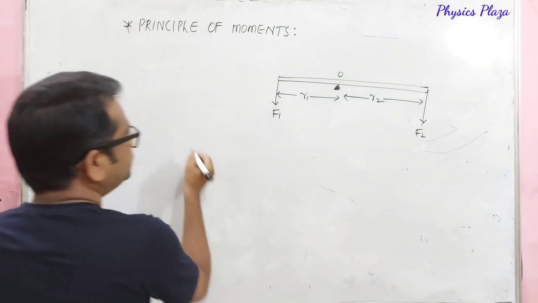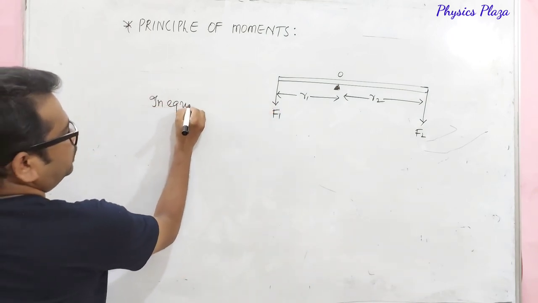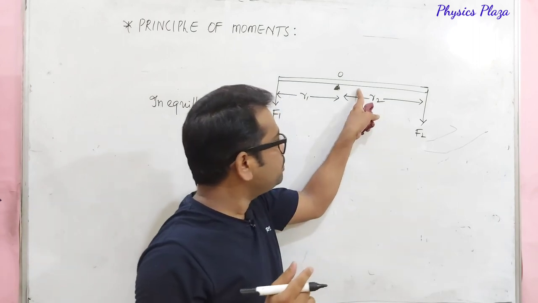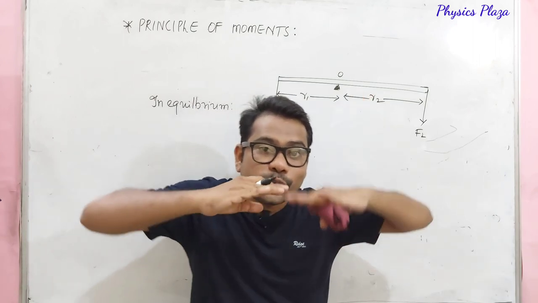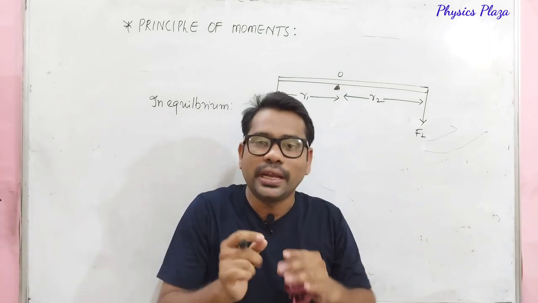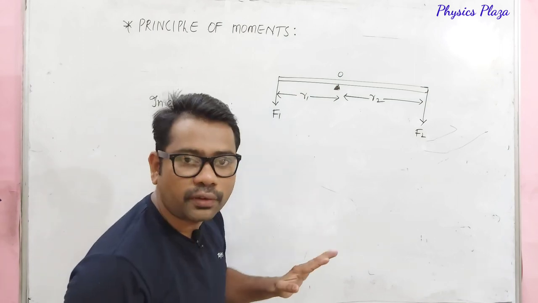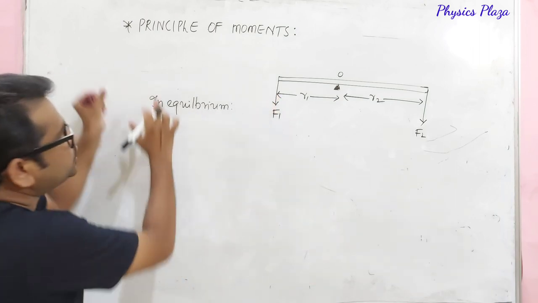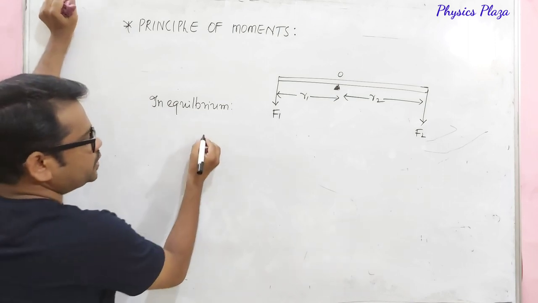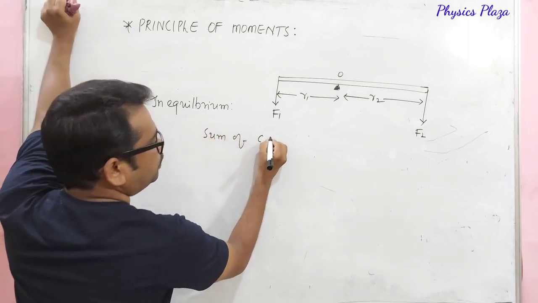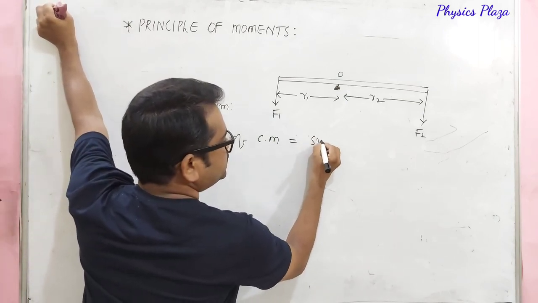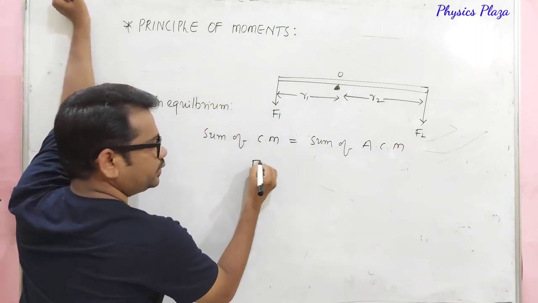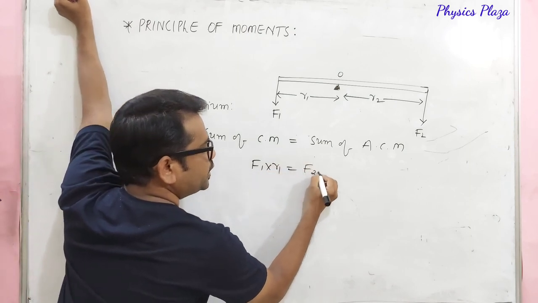So what does the principle of moments say, dear children? It says that in equilibrium, which means the beam, the rod, should not rotate either clockwise or anti-clockwise, the algebraic sum of the clockwise moments of force should be equal to the algebraic sum of the anti-clockwise moments of force. So in this example, it is F1 into R1 equal to F2 into R2.